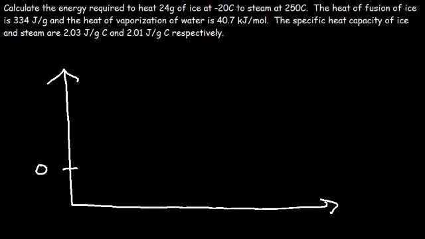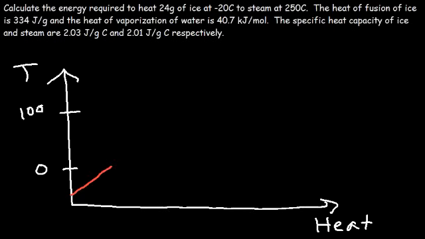Ice melts at 0 degrees Celsius and water boils at 100. We're starting at a temperature below 0, that is -20. As we add heat, on the x-axis will be the quantity of heat added. On the y-axis, this is going to be the temperature. So let's start at -20. As we add heat, the temperature will rise towards 0.